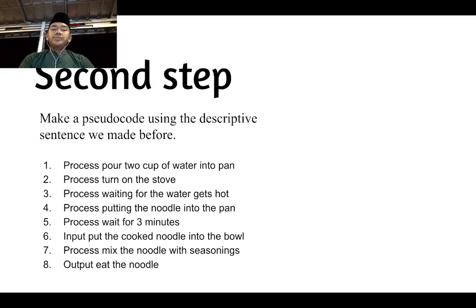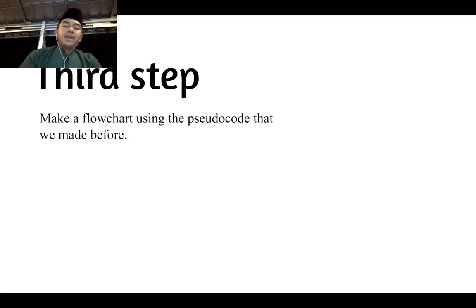So after we make the pseudocode, we move to the third step, that is to make a flowchart using the pseudocode that we made before. So yeah, let's get started.